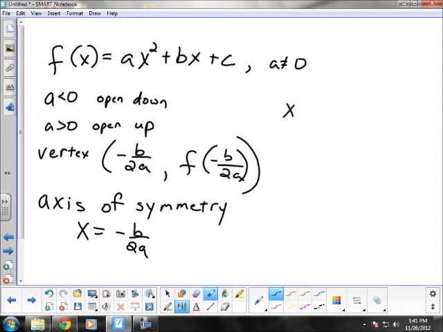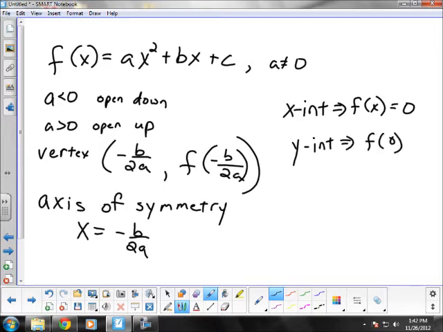Same thing is true about the x-intercepts. I'm still going to take f of x, and I'm going to set it equal to 0. And to find the y-intercept, I'm going to find f of 0. Okay, everything's the same except how you find the vertex. You do have to work a little bit harder to find the vertex when it's in this form.